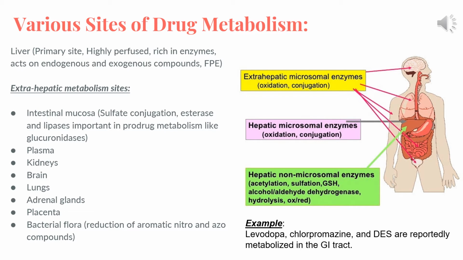Extrahepatic metabolism sites, which you might have heard of, would be the intestinal mucosa, the plasma or the blood, the kidneys, the brain. This might be unusual to some. The lungs, the adrenal glands, the placenta, and the bacterial flora. Diseases of the liver can affect the metabolism of drugs which mainly undergo hepatic elimination. However, if we have renal disease, but the drug is metabolized, for instance, at the level of the brain, then the metabolism of the drug in question is not going to be affected by our condition.